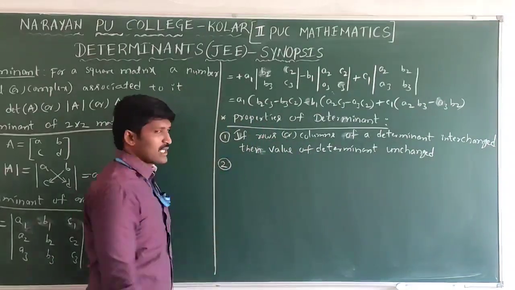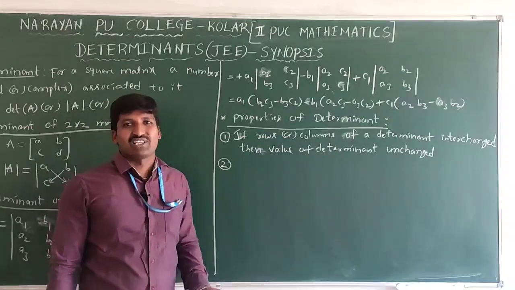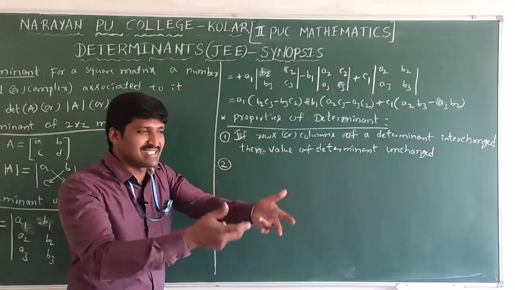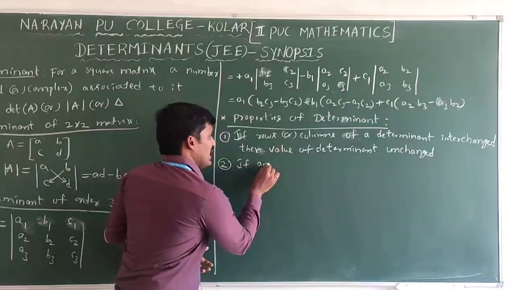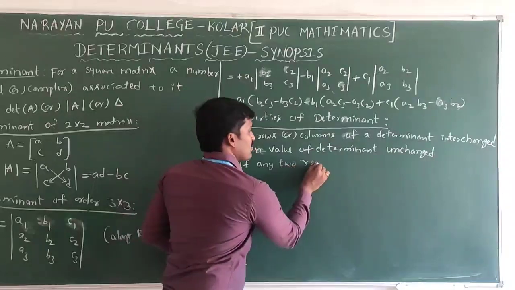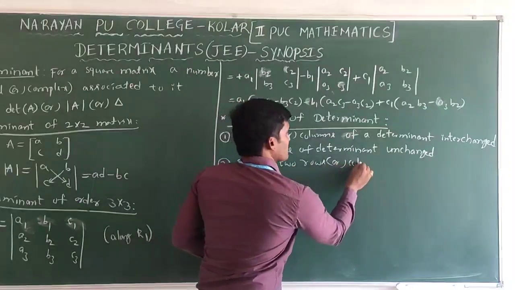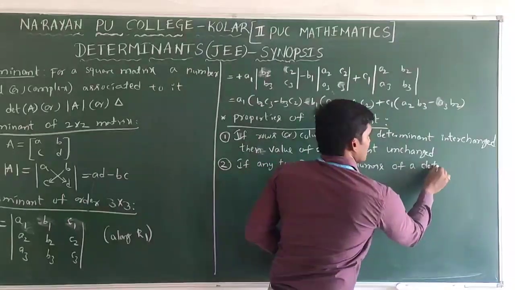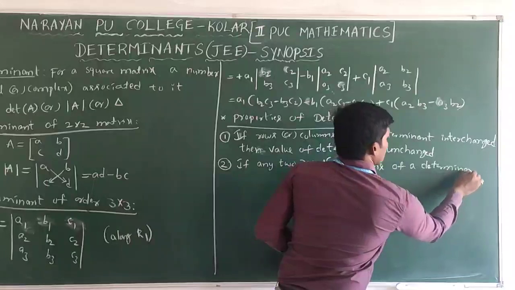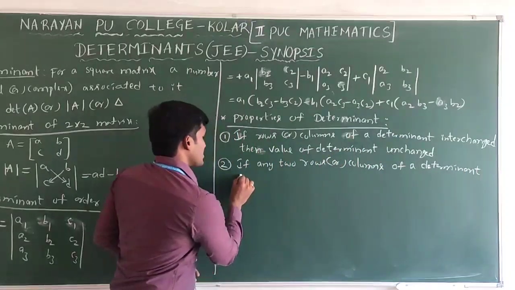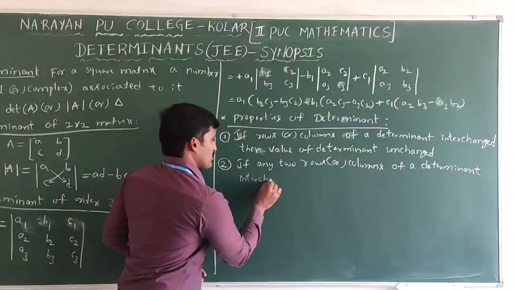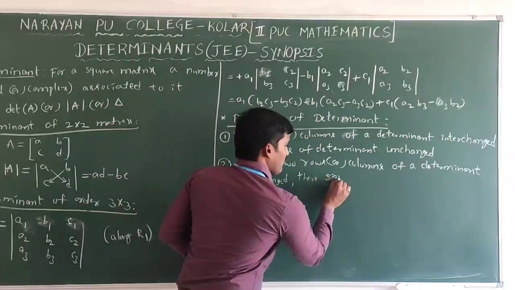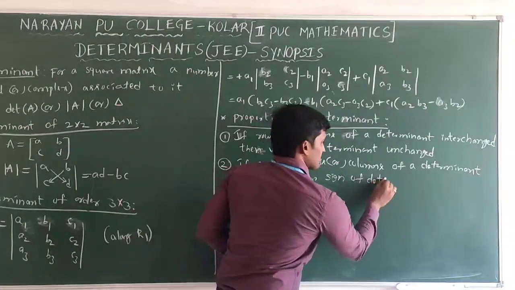Next, the second property. If you interchange any two rows or any two columns, the value of the determinant changes sign. If any two rows or columns of a determinant are interchanged, then the sign of the determinant changes.